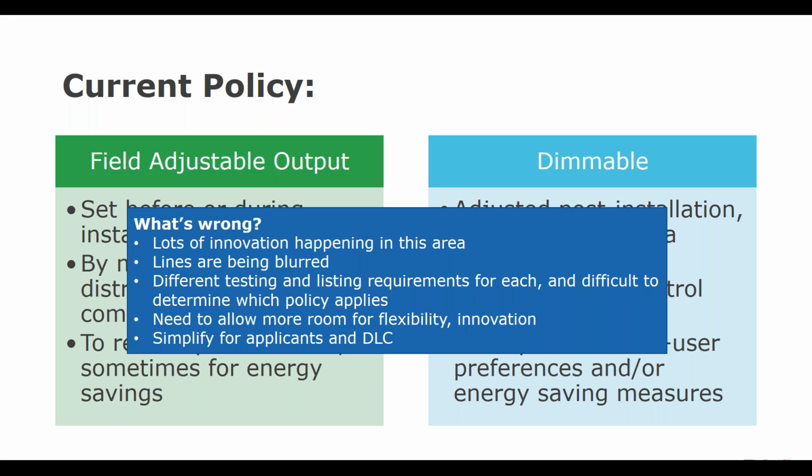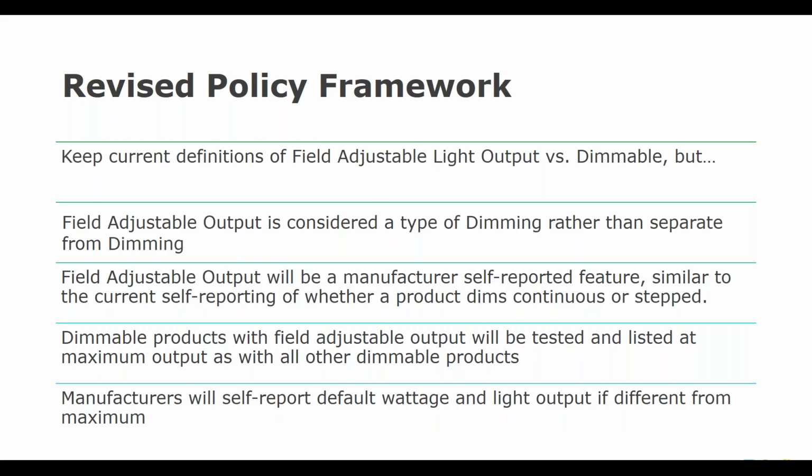And so what we did is we went back to the drawing board to try and align the testing and listing approaches between field adjustable and dimmable products, to give more room for flexibility and innovation and simplify things for applicants. And that's what we've proposed here as a revised approach. So hopefully we've delivered on that. I'll give an overview of it here, and we'll walk through a couple of examples.